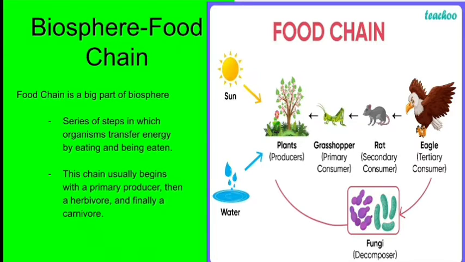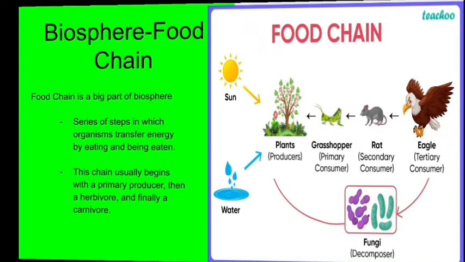Now I'm going to talk about the food chain. The food chain is a big part of the biosphere. It is a series of steps in which organisms transfer energy by eating and being eaten. This chain usually begins with the primary producer, then a herbivore, and finally a carnivore. In this image, you can see that plants are the producer, the grasshopper eats the plants, the rat eats the grasshopper and the plants, and the eagle eats the rat, the grasshopper, and the plants. In this case, fungi is the decomposer.